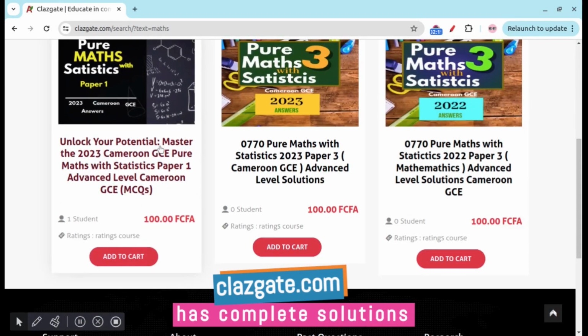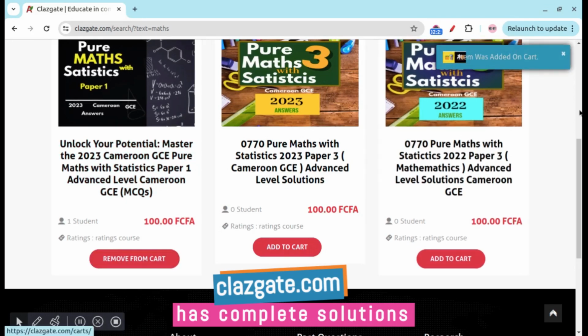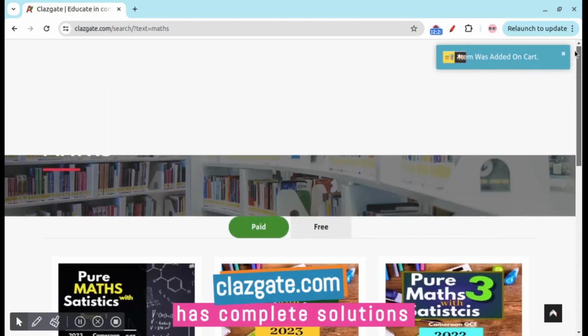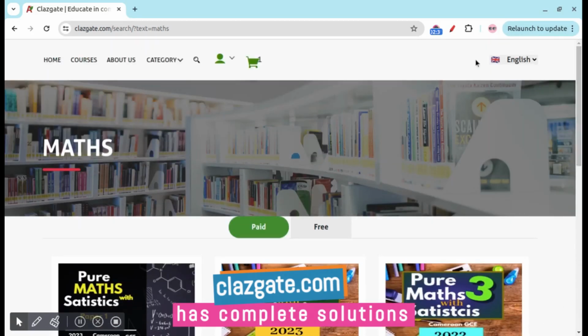Let's buy pure math with statistics paper 1 2023. So I've added this to cart. See, the add to cart button. After adding to cart, you can click the blue icon that just popped up to go and pay. You can also click the card icon. This is the card icon. Click on it.